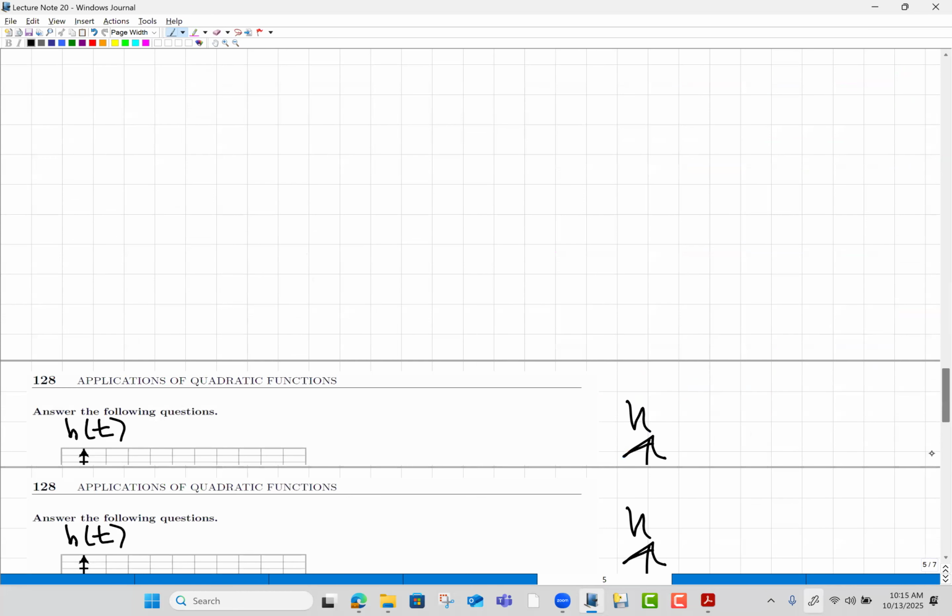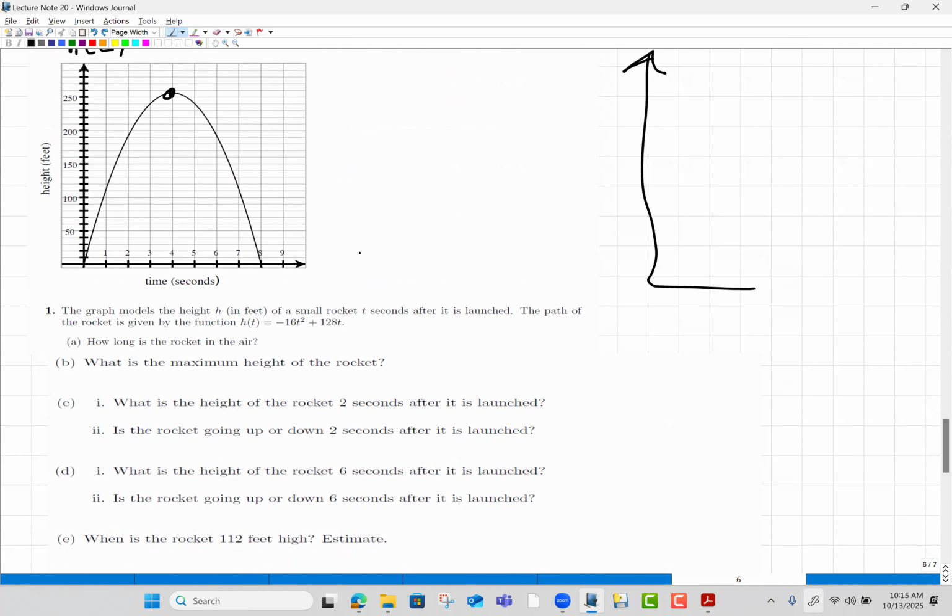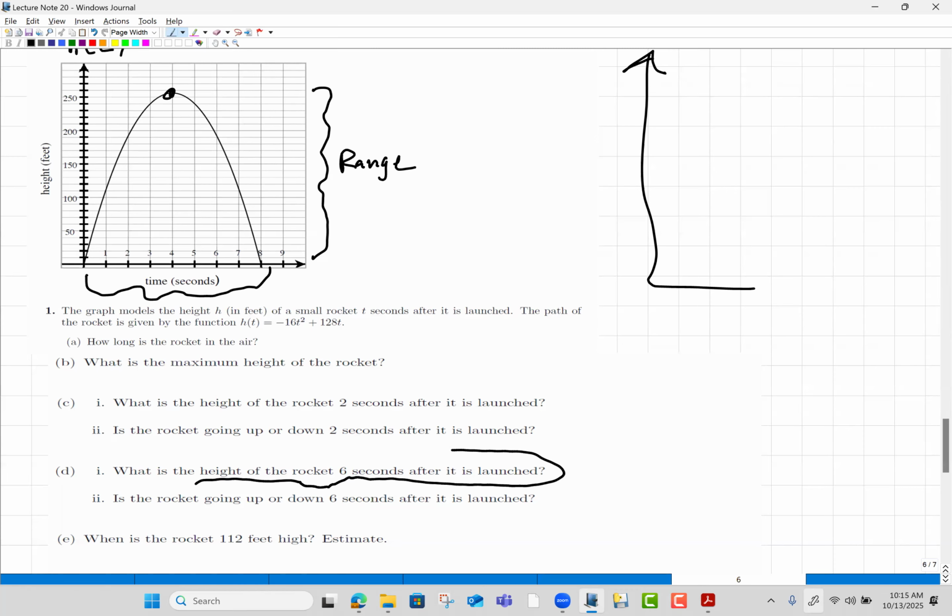Now, here we don't want the range being negative, so we're restricting our range. That's our range, and we're restricting our domain. That's our domain. Just keep that in mind. You can see the height 6 seconds after it's launched. Just plug 6 into the time, and make sure it matches, because T has to be in seconds and H will be in feet. So make sure they're giving you the time in seconds. Otherwise, you have to do the conversion.